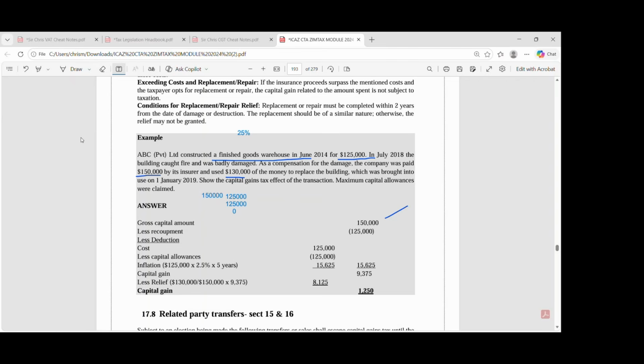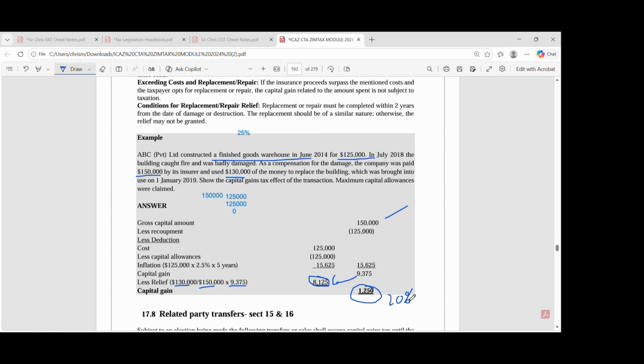But I'm now going to Zimra to say I utilized one third of the 150 to construct a similar property. So can you give me a relief? I'm saying one third of 150, which I have not used for my own benefit, times the 9,375. This is an amount I am not going to benefit from because it is used to reconstruct the building. So give me a relief. So you now say 9,375 minus 8,125. This becomes your recoupment. Then I should be taxed 20% of this amount. Any questions, team?